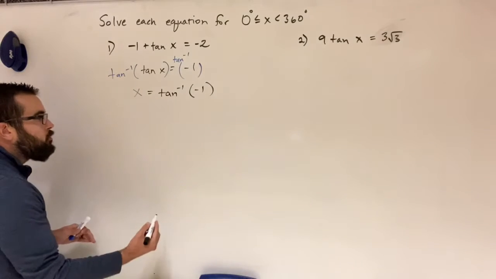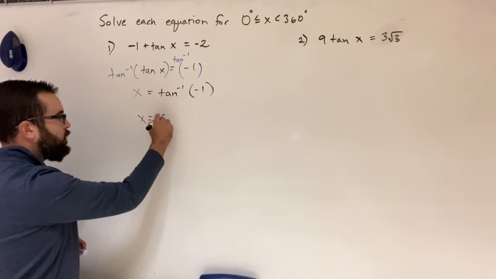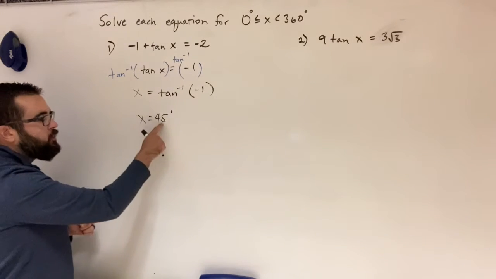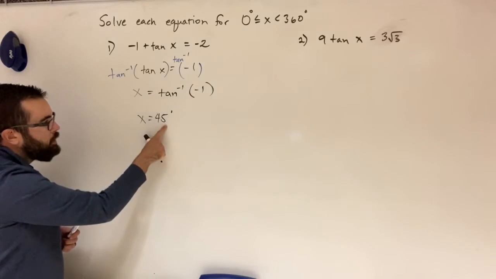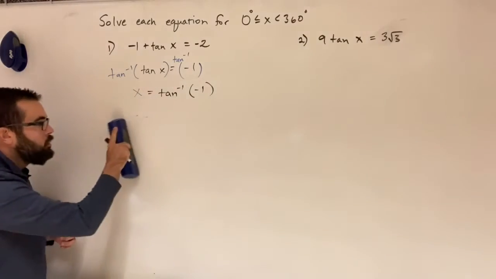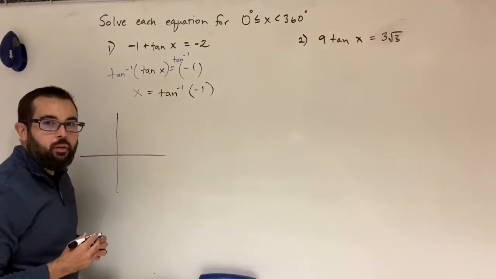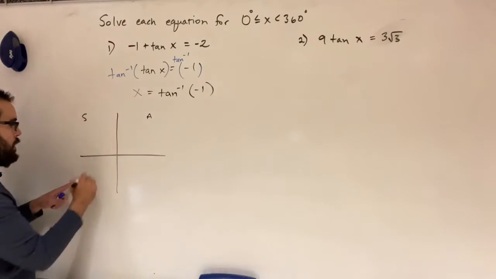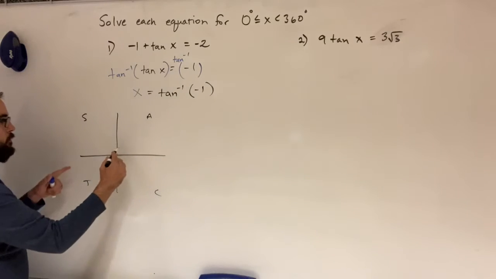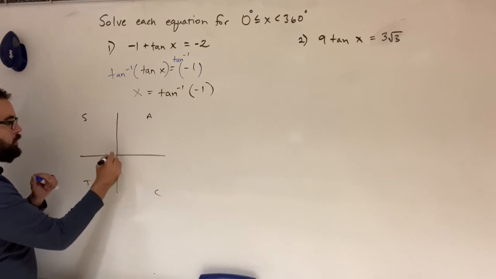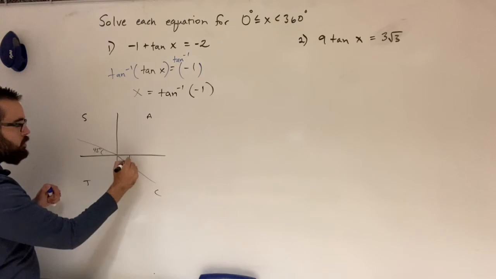So I know that my reference is 45. Now, I don't want to write x is equal to 45 because x isn't 45. For 45, the ratio is 1. This is -1. So what does the 45 play into? Well, that's your reference angle. Okay? So if I were to look at the coordinate plane, and remember all students take calculus, tangent is negative in the second quadrant and fourth quadrant. So my reference is 45 degrees in those two quadrants.